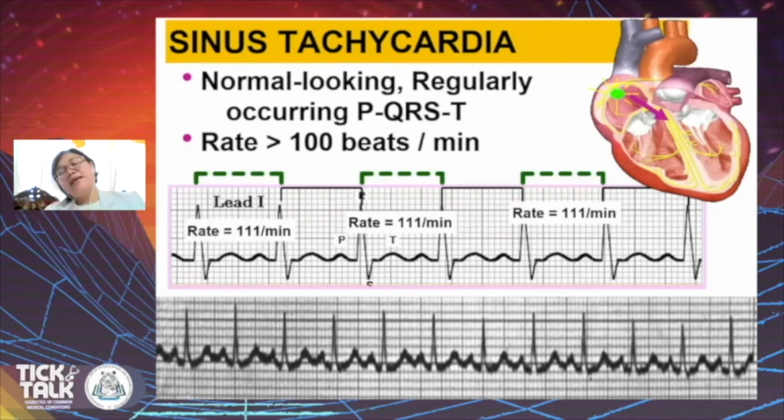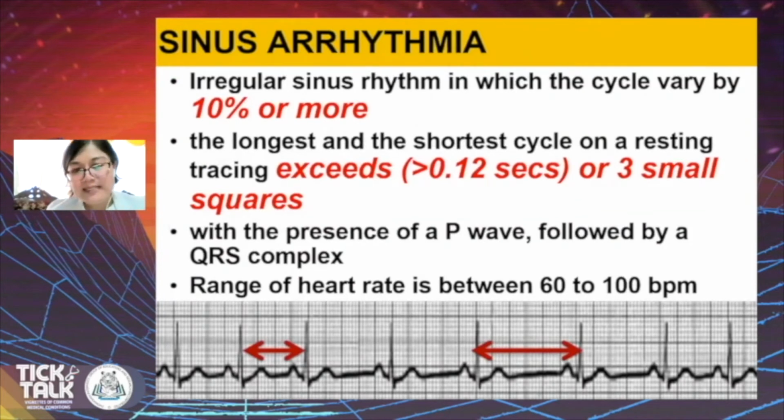Okay. So a while ago, we discussed that one of the basic criteria for you to say that the patient's rhythm is sinus is the regularity. So as mentioned a while ago, if the patient's cycle varies for more than 10%, or if the shortest cycle exceeds more than 3 small squares or more than 0.12 seconds when compared to the longest cycle in a particular ECG tracing. However, all the rest is normal.